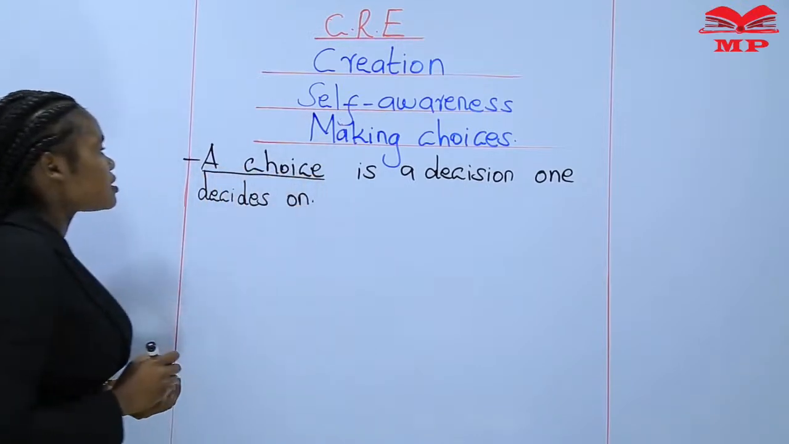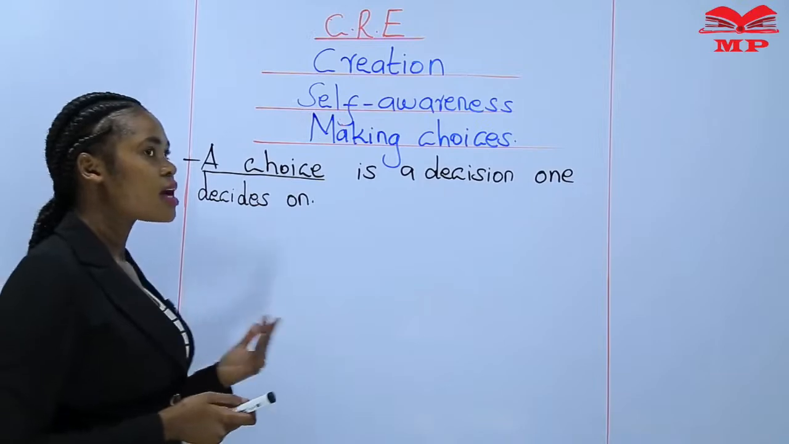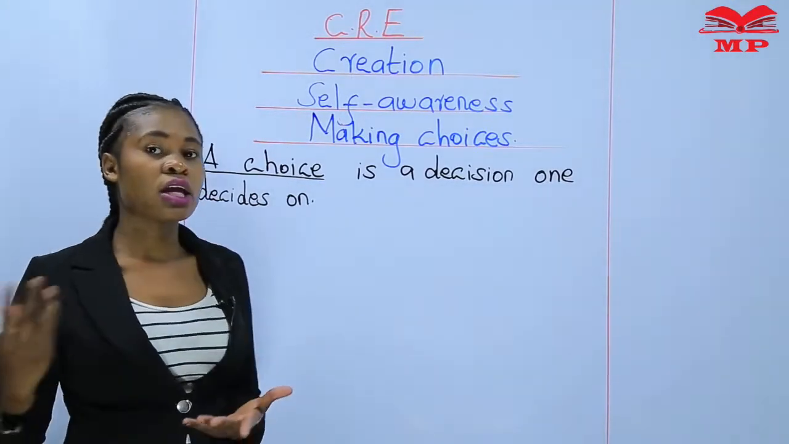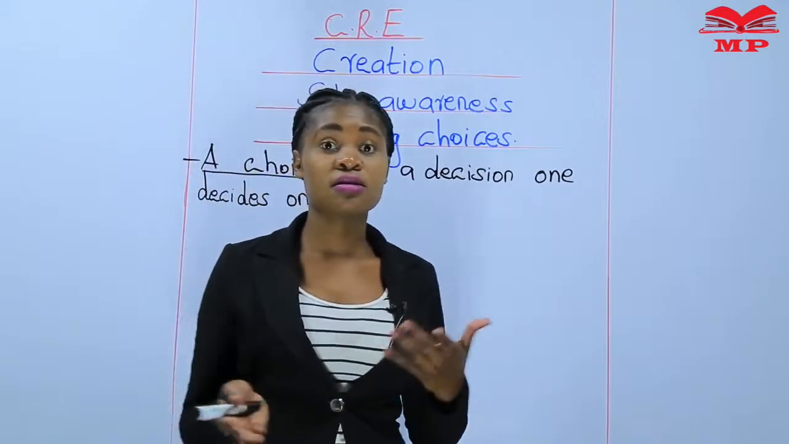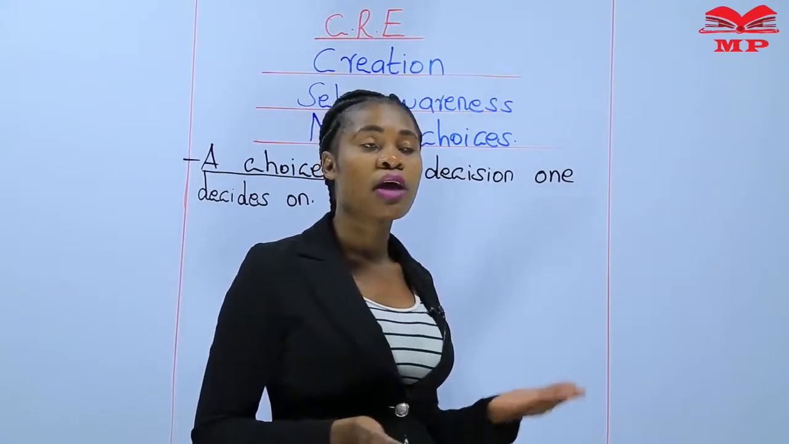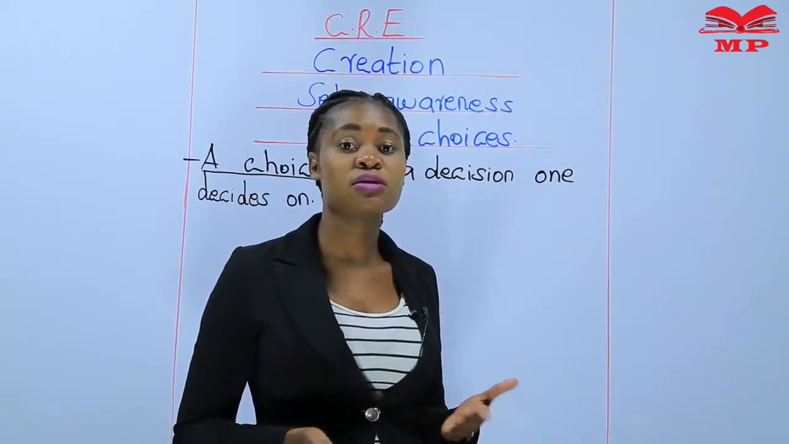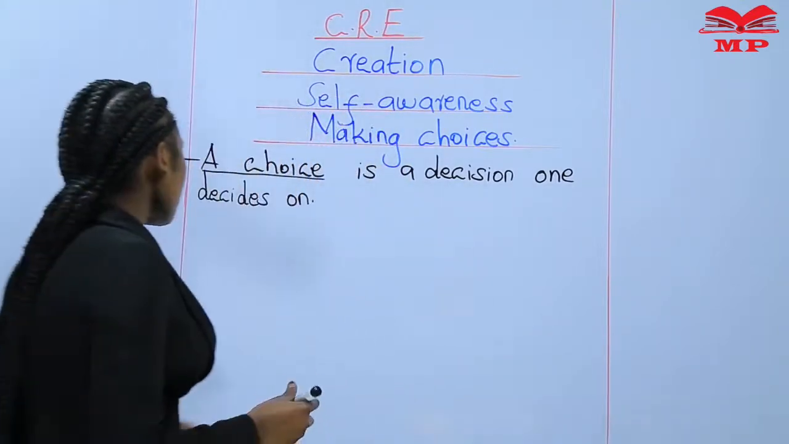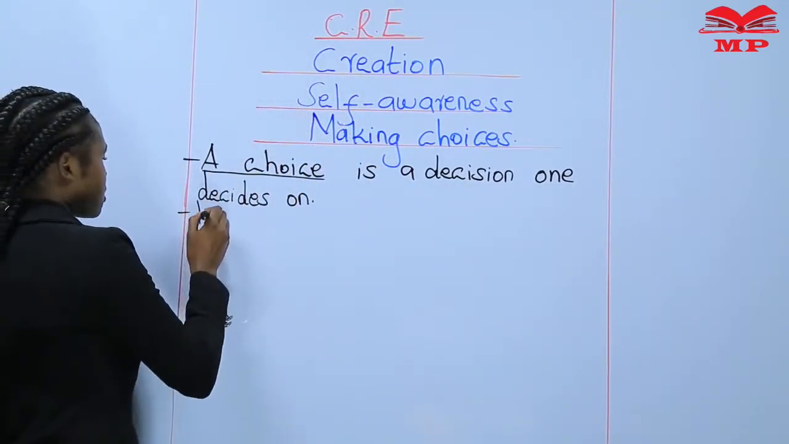So a choice is a decision one decides on, something that you decide to do. And in life, each and every day we make these decisions, and some of these decisions can either be good or bad. We make choices, and these choices at times can be good choices or bad choices. So we make choices every day.